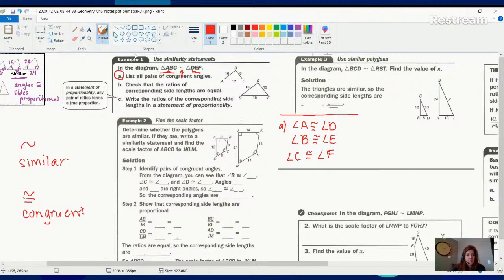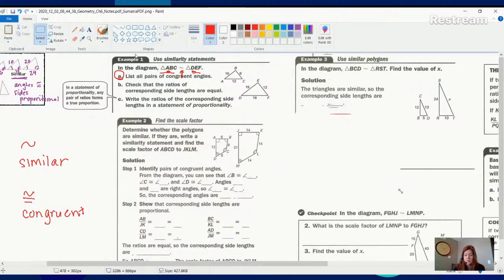The second part is B, check that the ratios of the corresponding side lengths are equal. So remember, for something to be similar, the angles have to be congruent and the side lengths have to be proportional to each other. So we're going to make a ratio because a ratio is a proportion, and we're going to check it out and see if it actually works here. Let me make a little more space here for myself. Okay, so I'll do this in blue. All right, so we're going to do part B here. Part B says check that all the ratios of the corresponding side lengths are equal.